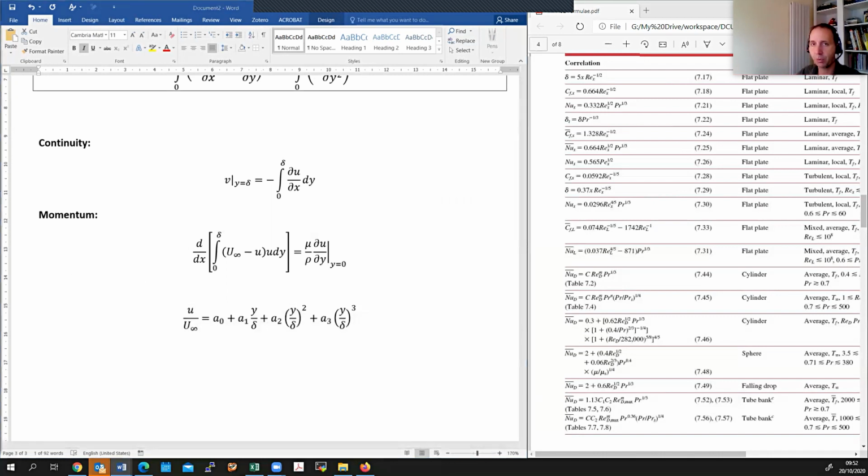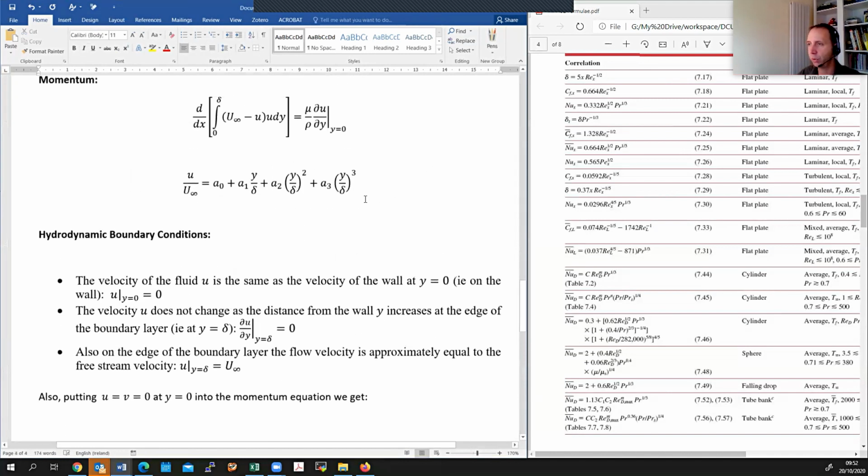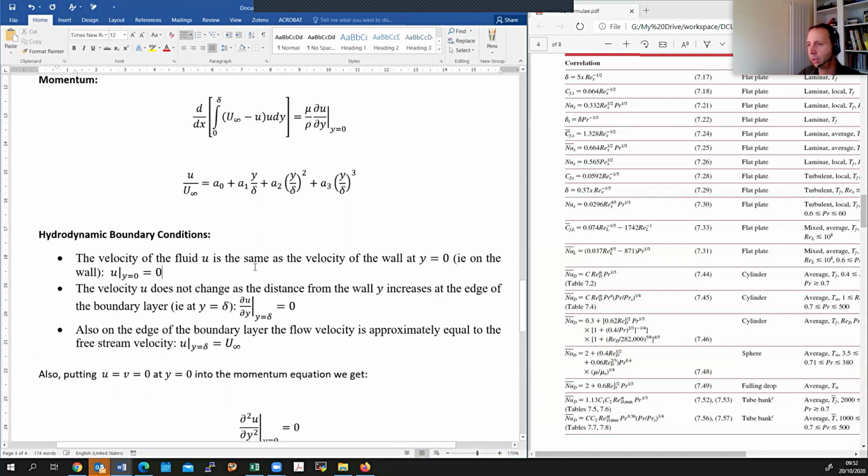Now, what's very useful in this kind of analytical derivation is to first recognize what the boundary conditions are. Boundary conditions are constraints that apply to your variable at different positions in space at the edges of your domain. For example, the velocity of the fluid u is the same as the velocity of the wall at y equals 0. So in this case, if we have a non-moving wall, the velocity u is 0 at y equals 0. At the edge of the boundary layer, we know that the velocity doesn't change anymore.